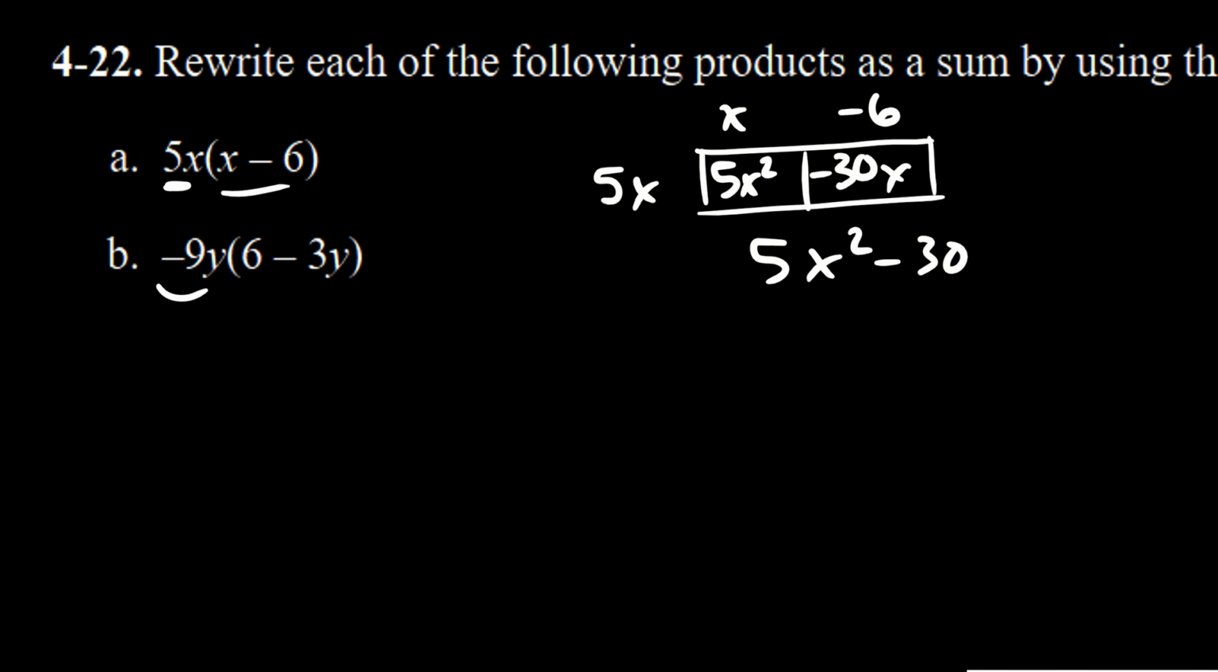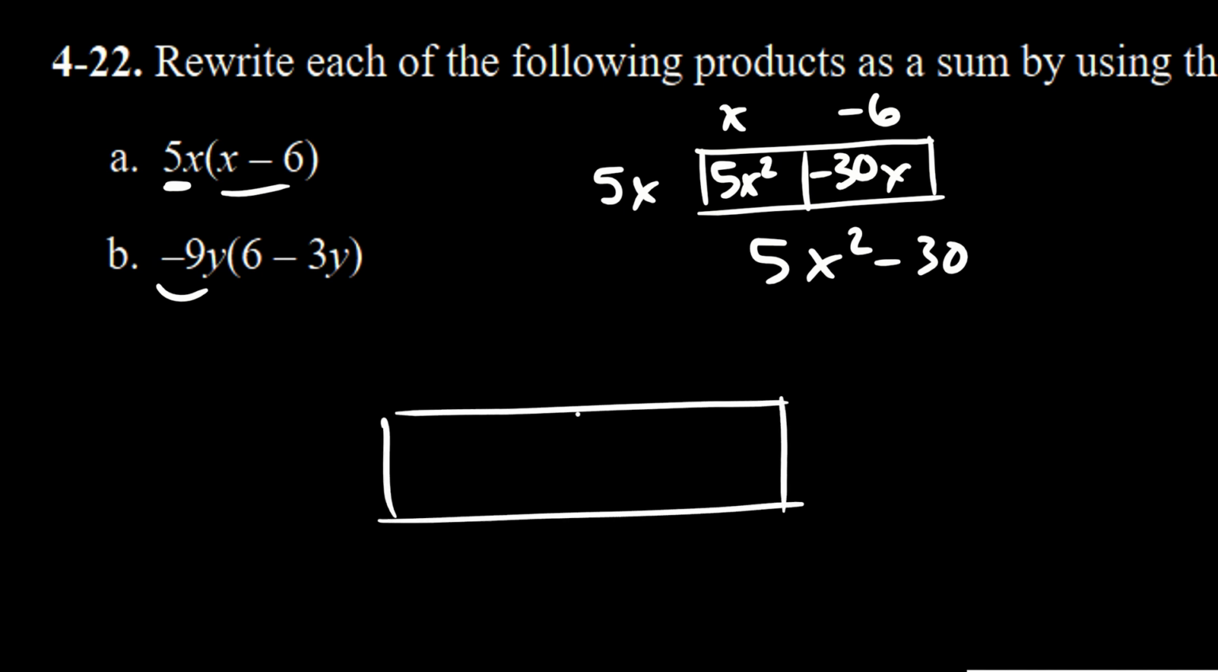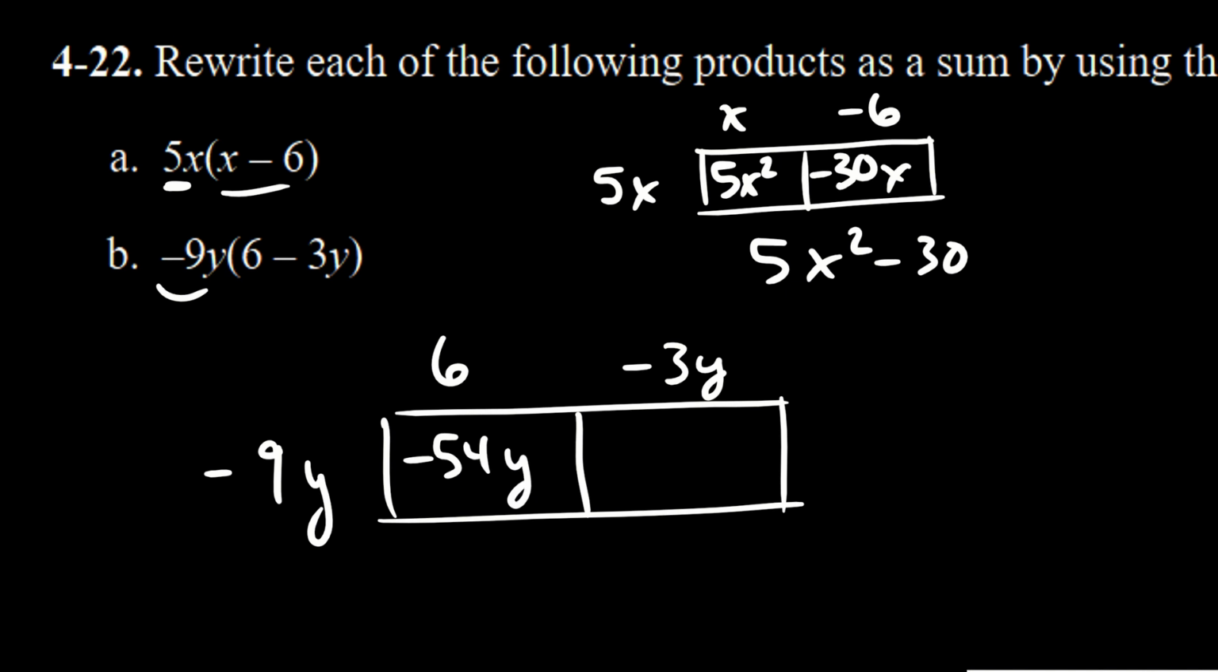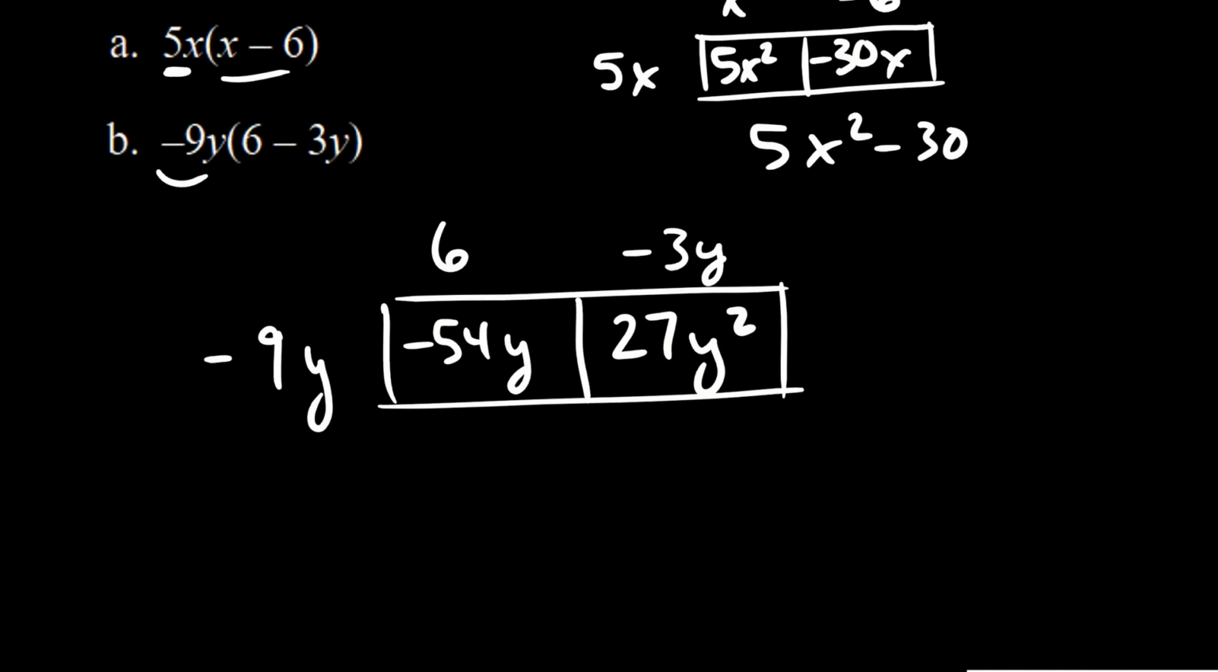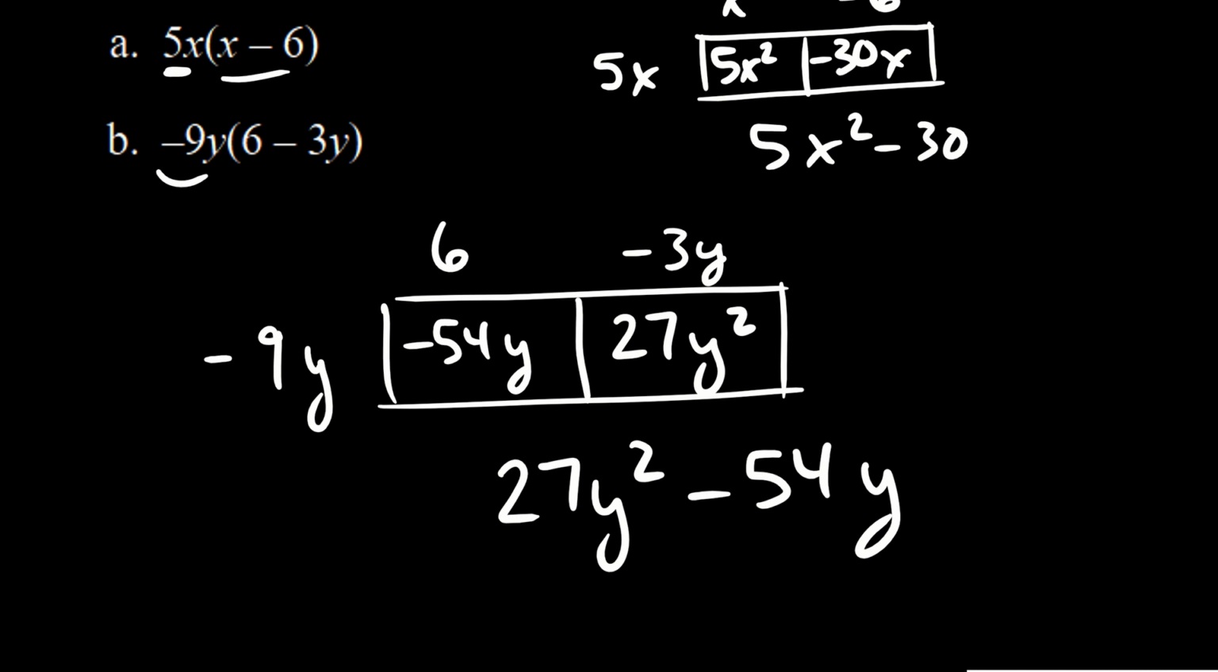On the next one, I'm multiplying negative 9y times both of these terms. So again, I'll use an area model. I don't typically do this for monomials and binomials. So I've got negative 9y. This is 6, and this is negative 3y. 9 times 6 is 54, so this is negative 54y. And negative 9 times negative 3 is positive 27, and this would be y to the second power. So if I was going to write that in standard form, I would write the 27y squared first, and then minus 54y. All right, I think that's it.